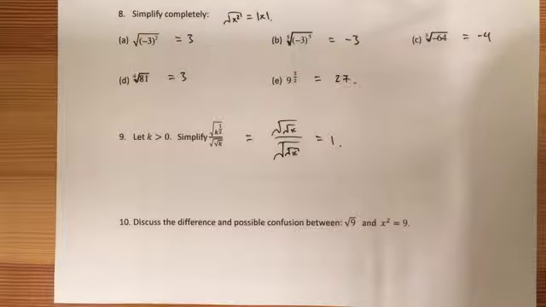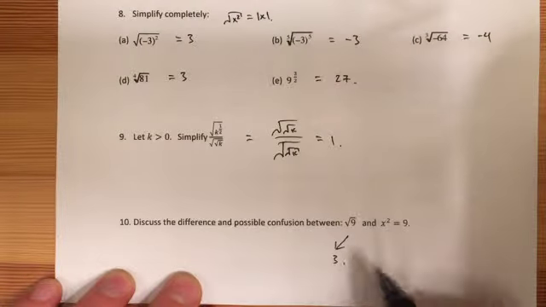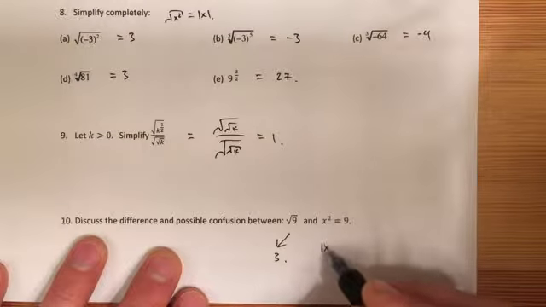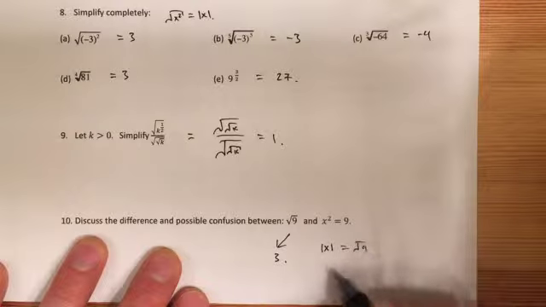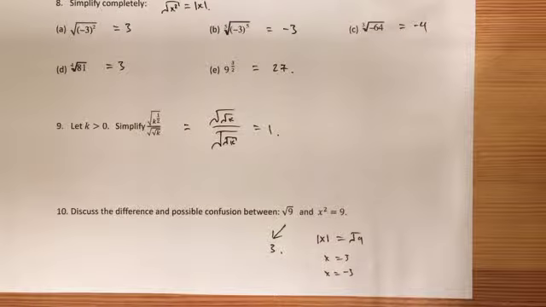Discuss the difference and possible confusion between the square root of 9 and x squared equals 9. Well, square root of 9 is an expression, and it's always 3. X squared equals 9 means that absolute value x equals square root 9, so x could be 3 or x could be negative 3. So this is an expression that you simplify and you get one result, whereas this is an equation that you solve and you get 2.